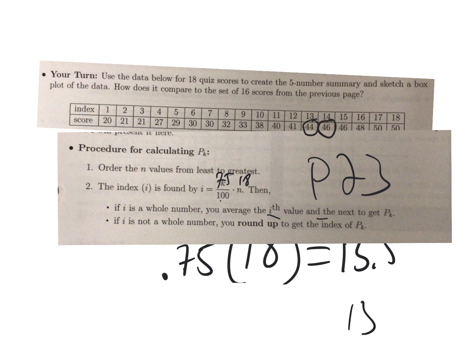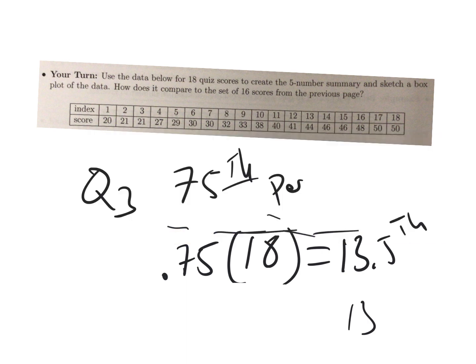But because it's got a decimal, we're going to round up. So if it's not a whole number, you always round up. So 13.5 would round up anyways. So rounding up to the 14th number would tell me that 46 is equal to Q3. Okay, and that's how they got the 46 for an answer there.